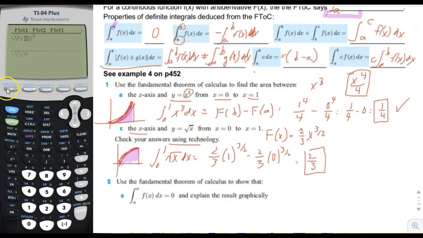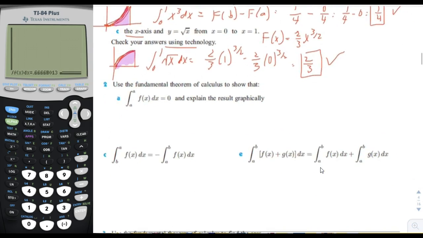Now we're going to do square root of x. So instead of 3, we're going to put 0.5. And then we're going to do a second calc integrate. And we're going to say, oh, the limits are from 0 to 1. Lower limit 0. Upper limit 1. And it gives us the answer, 0.666. That's right.